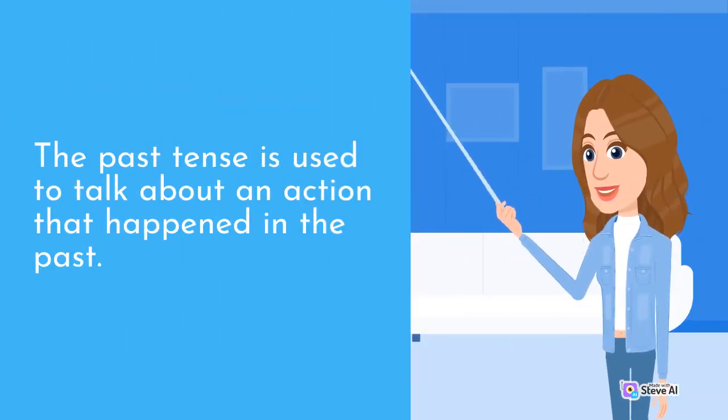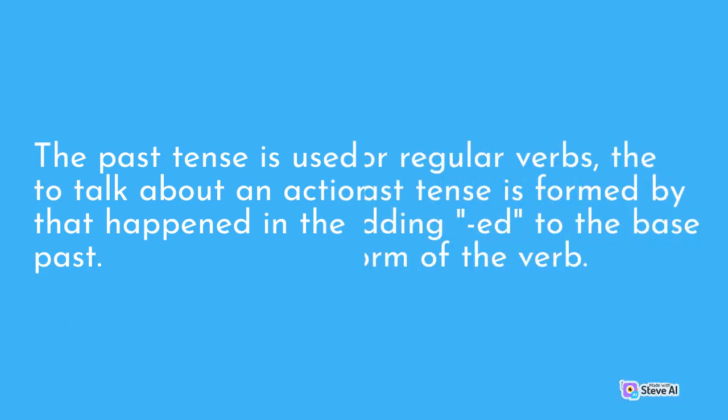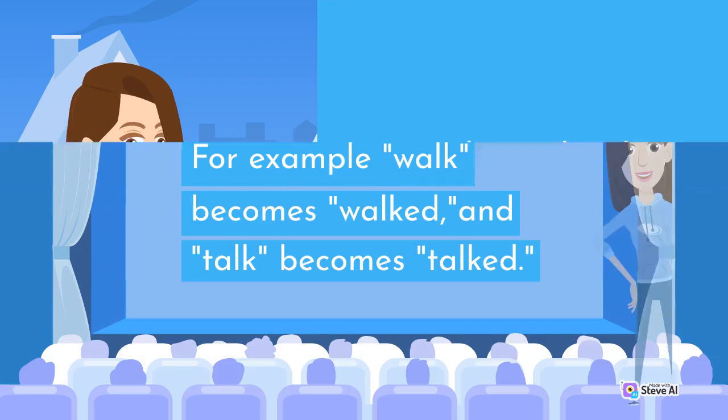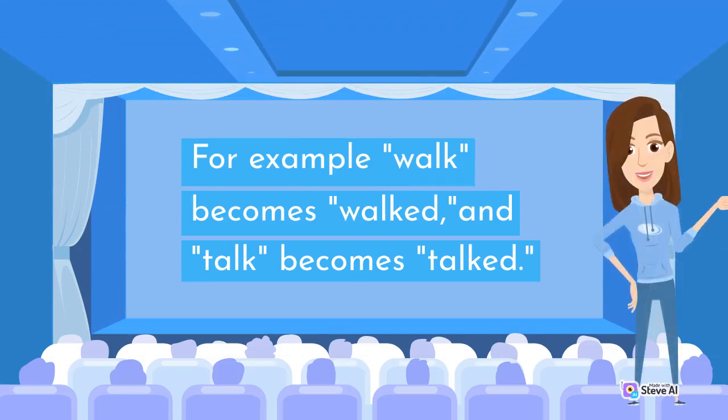The past tense is used to talk about an action that happened in the past. For regular verbs, the past tense is formed by adding -ed to the base form of the verb. For example, walk becomes walked, and talk becomes talked.